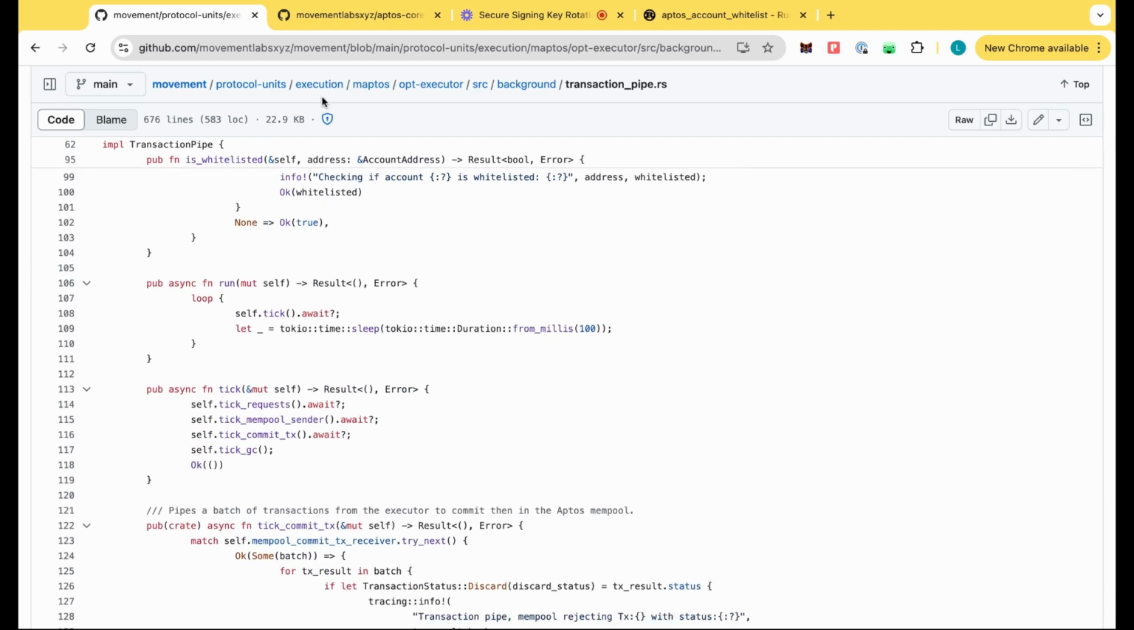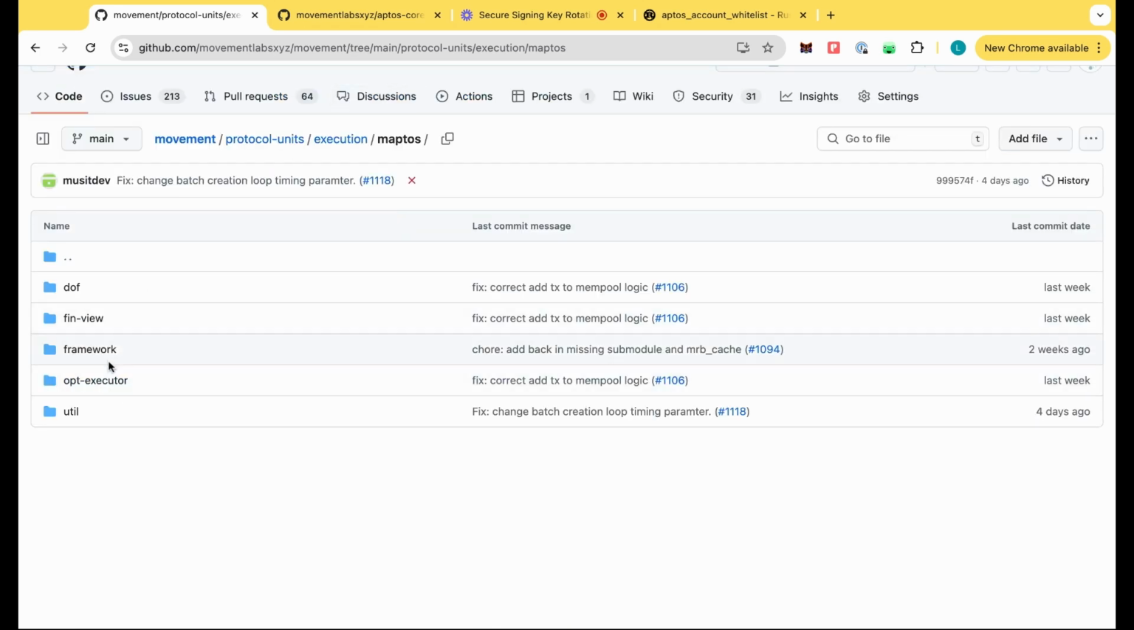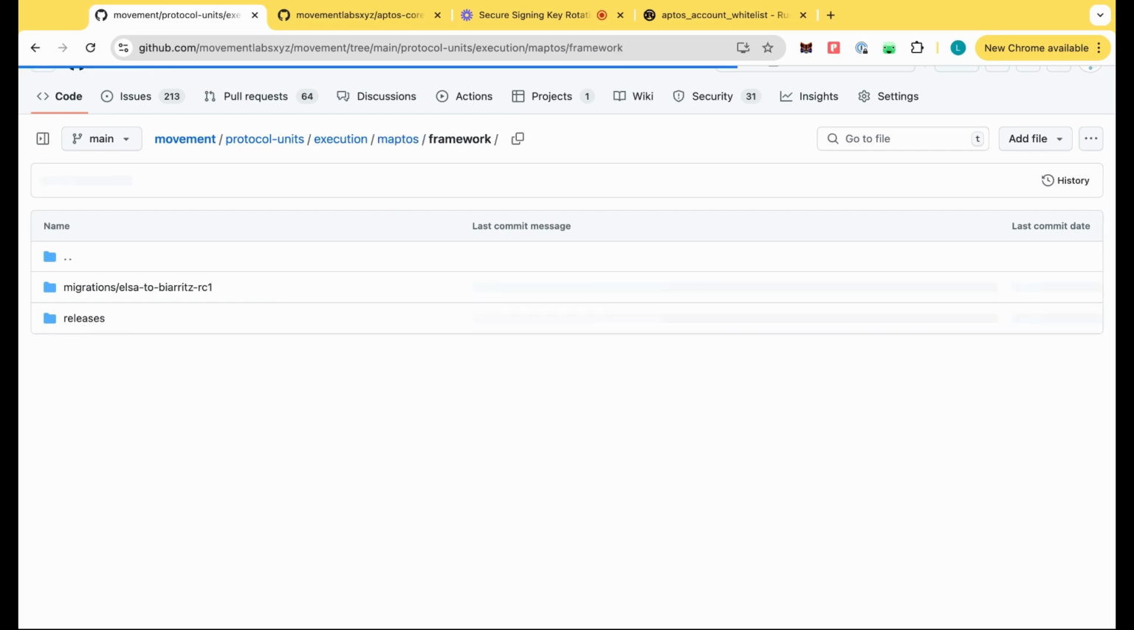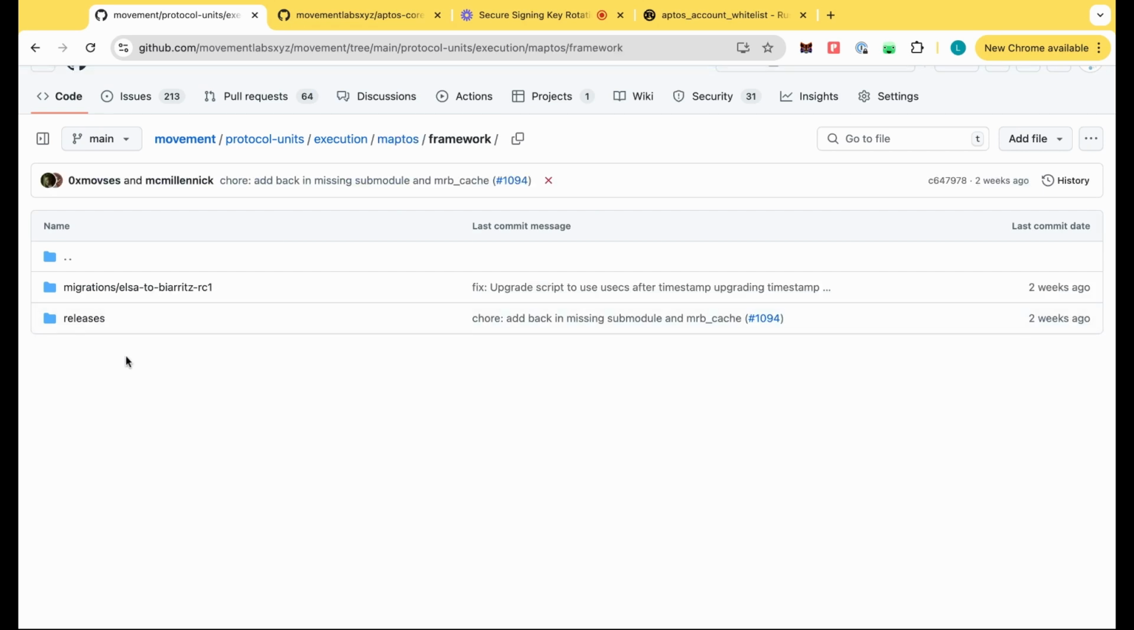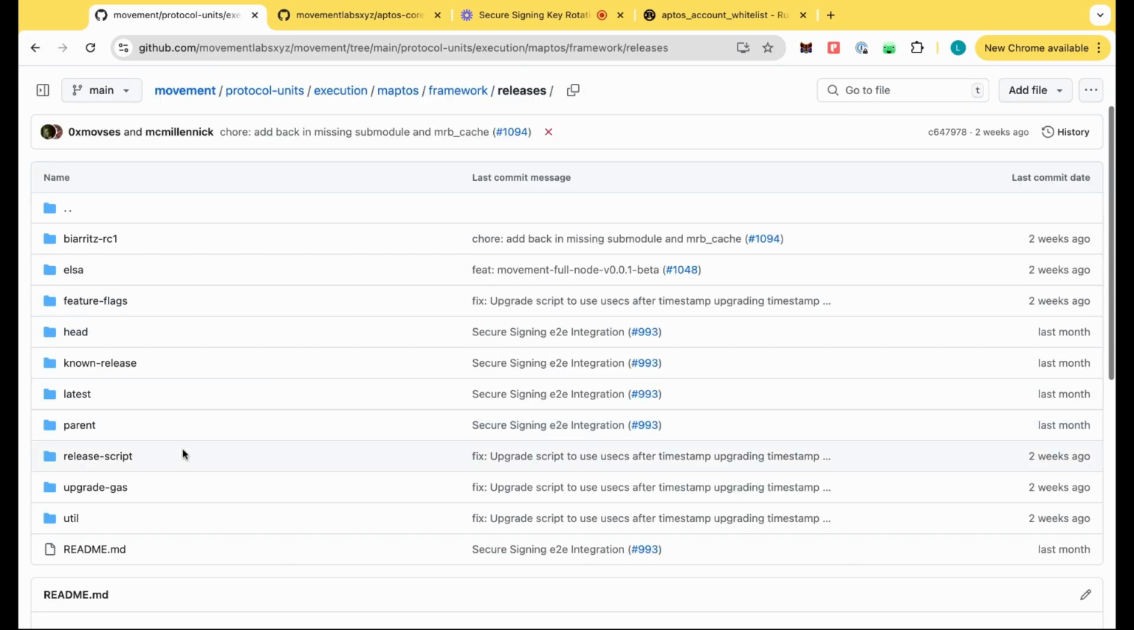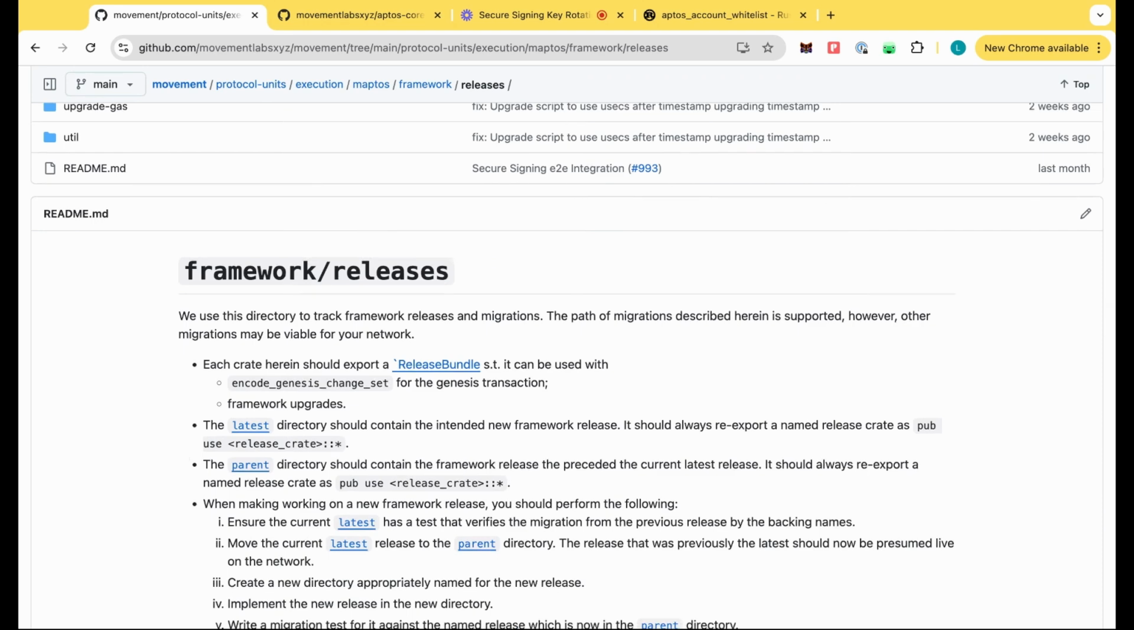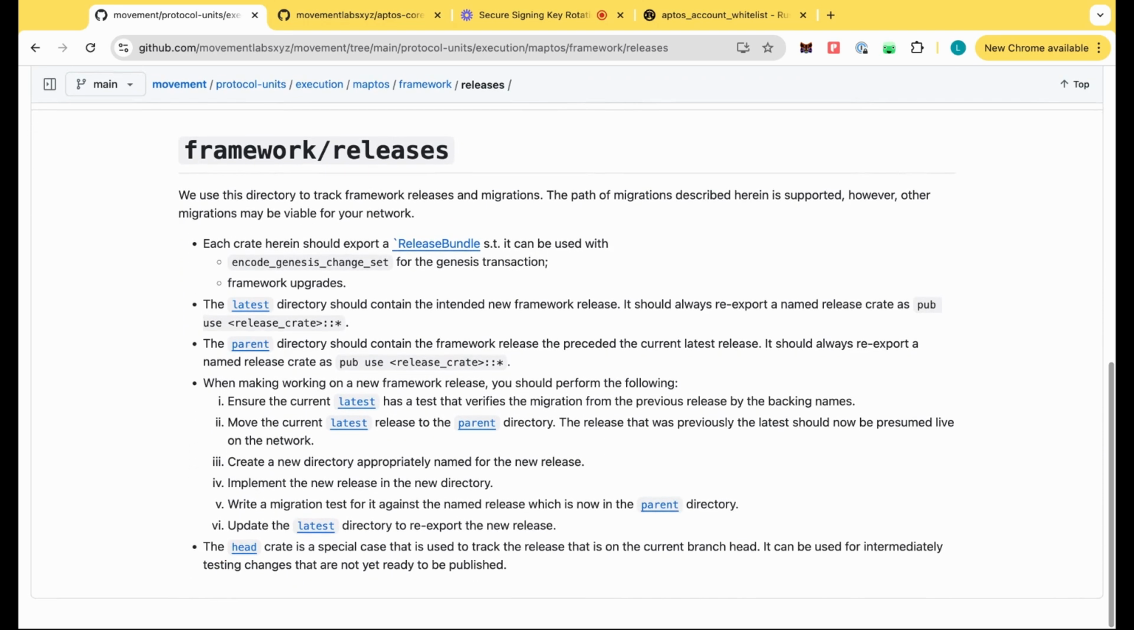Okay. Apart from that, one other thing I'll call out as an interesting part to review is the framework subdirectory, which is essentially a bunch of modules associated with testing and then actually upgrading the Aptos framework. Essentially, if I go into releases, these releases are supposed to prove their compatibility and be preserved in the directory.